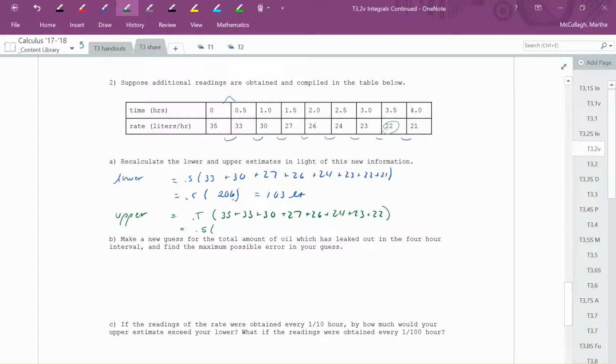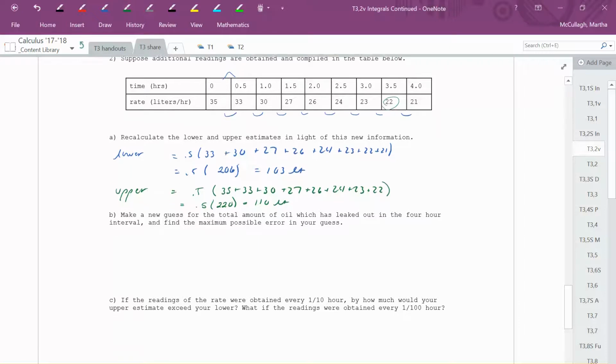So on my calculator, I've got 206. I'm going to subtract the 33, but I'm going to add in the 22. And I now have 0.5 times 220. If you don't use that shortcut, it's no big deal, but sometimes it's just quicker on the keystrokes. So that would give us 110 liters.